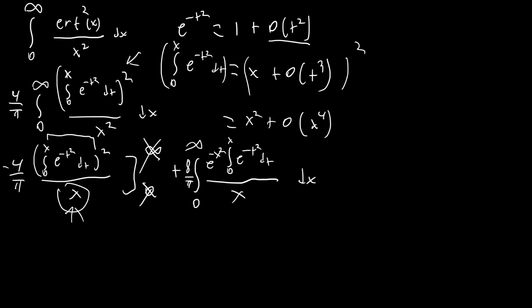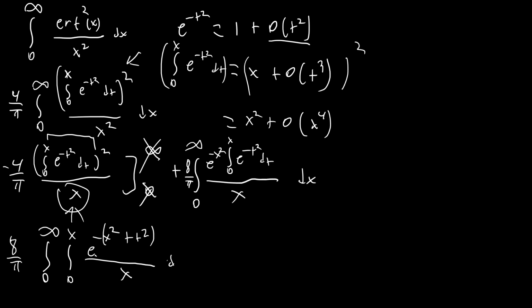We're going to get 8 over pi times the integral from 0 to infinity, and we're going to rewrite this as a double integral, so the integral from 0 to x of e to the negative x squared plus t squared all over x, and then dt dx. Now I'm going to go ahead and just rename t to y to make this a little bit easier to conceptualize.